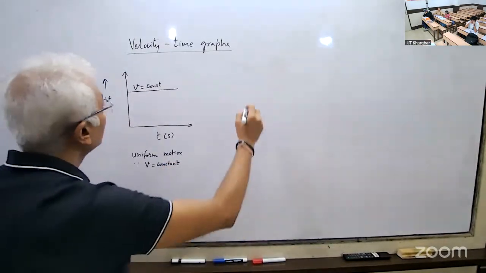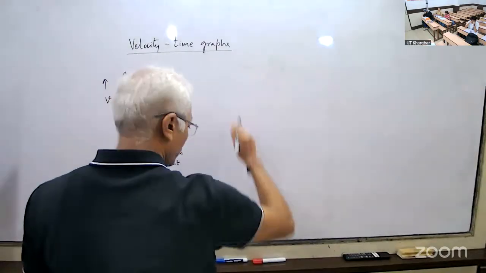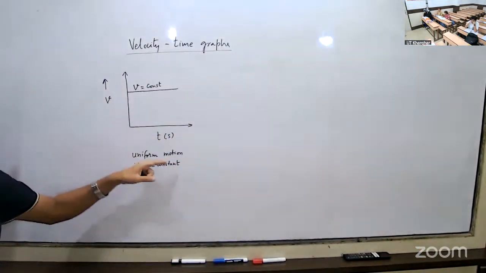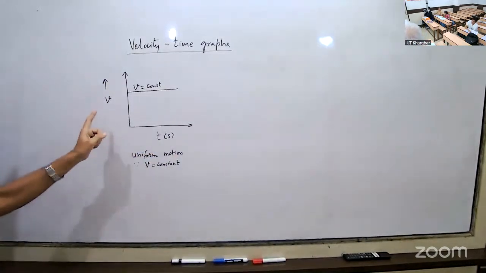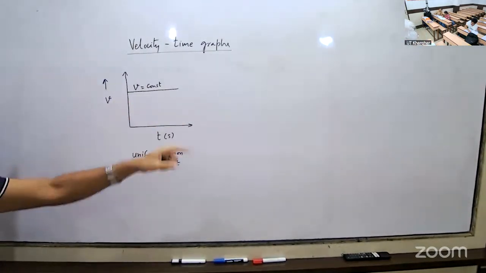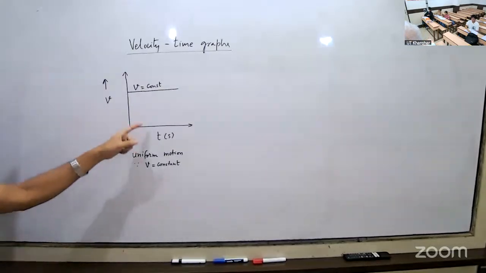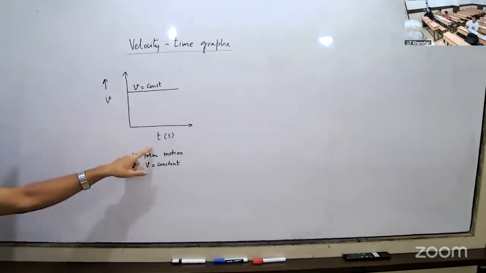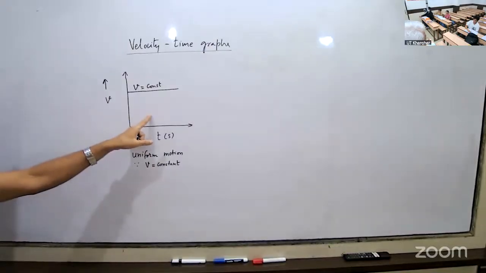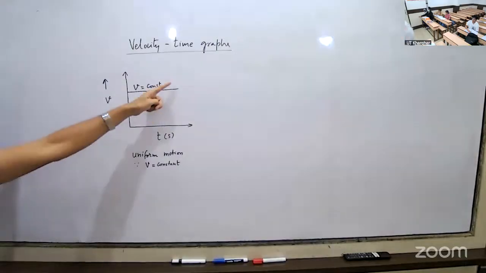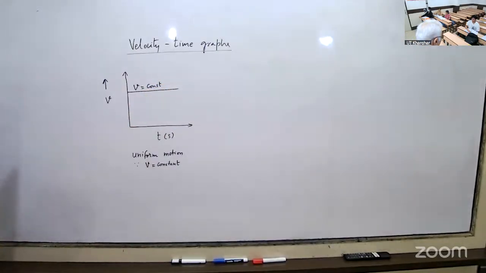Now the second VT graph is this. So this is not a graph for a body at rest. If it was an ST graph parallel to the time axis, that would have been a body at rest. But for a VT graph, if the graph is parallel to the time axis, it means uniform motion. In a VT graph, uniform motion looks like this; in an ST graph, uniform motion was like this. We just saw this.